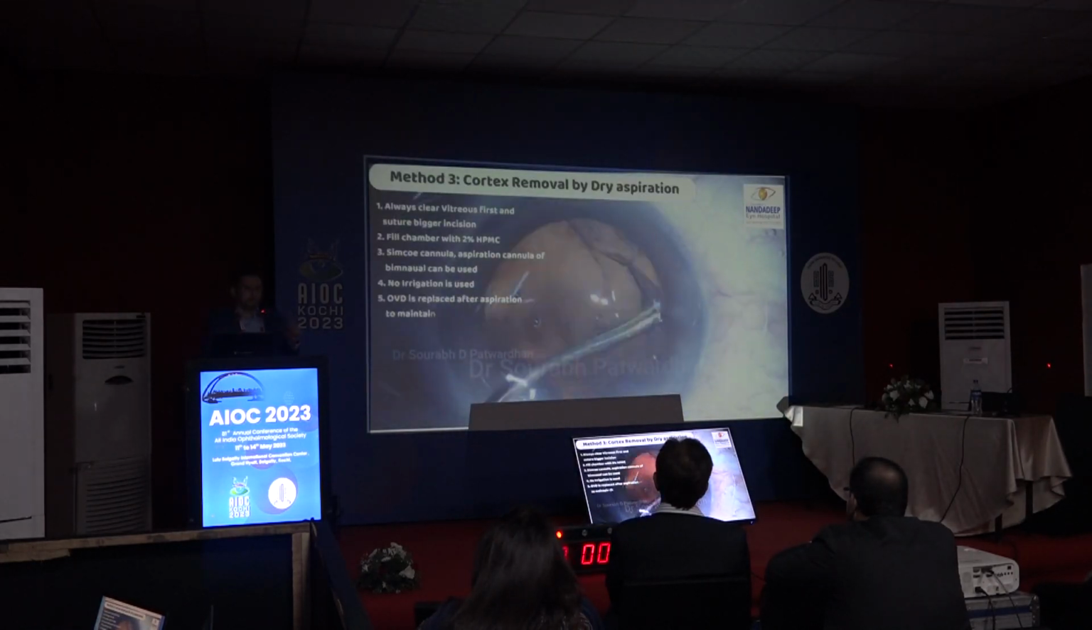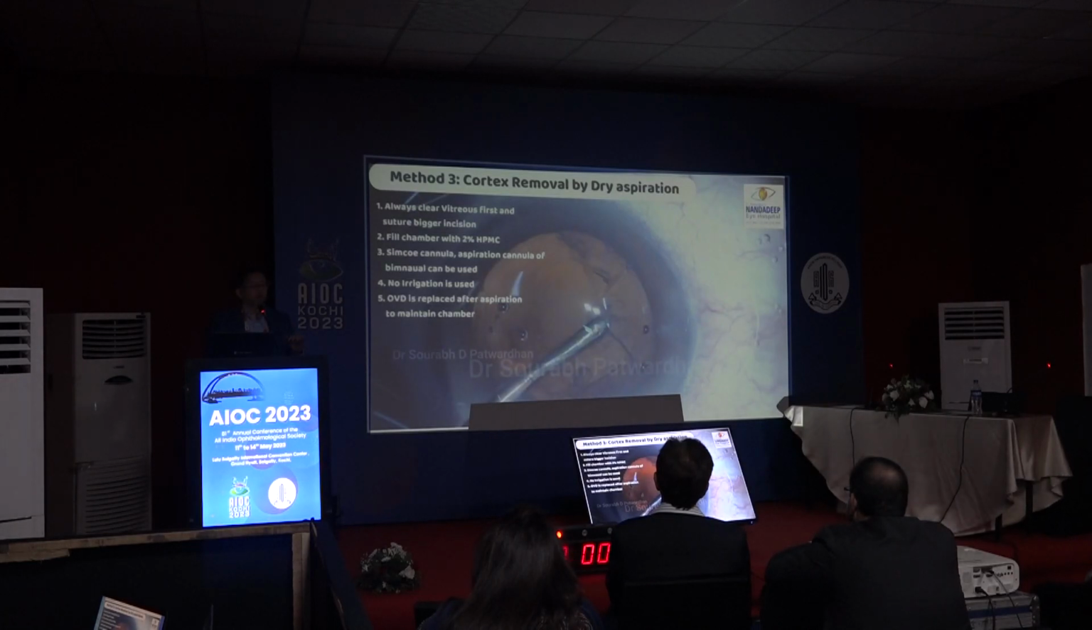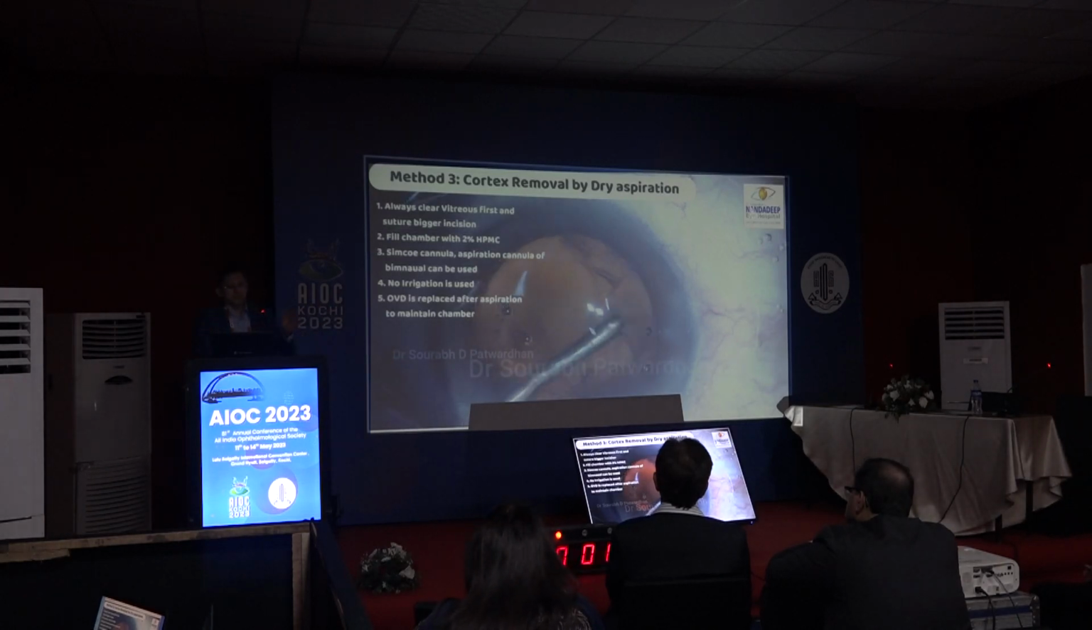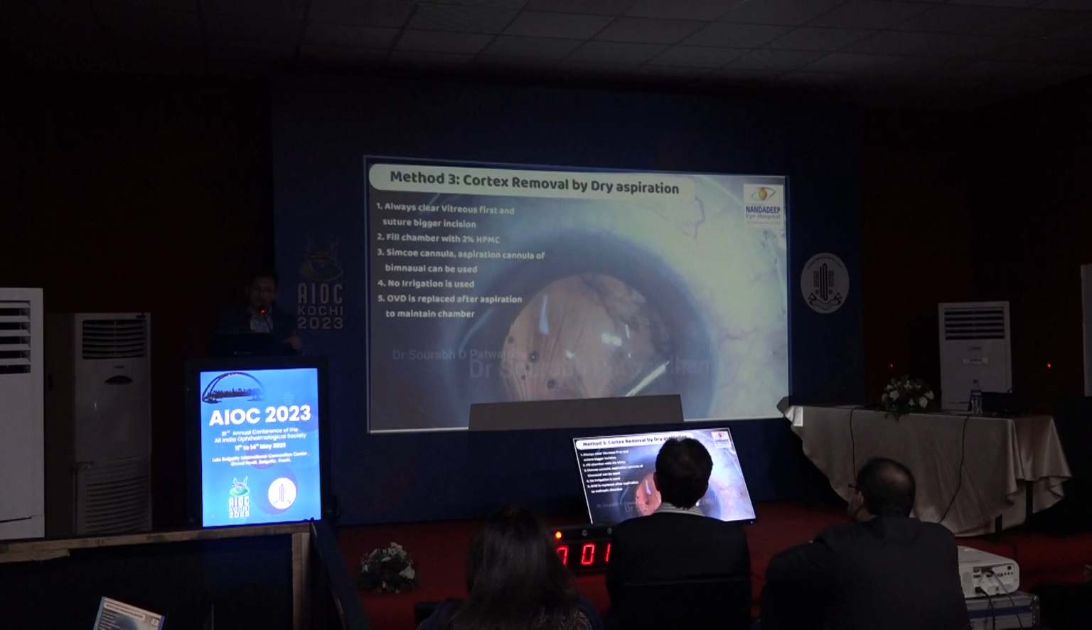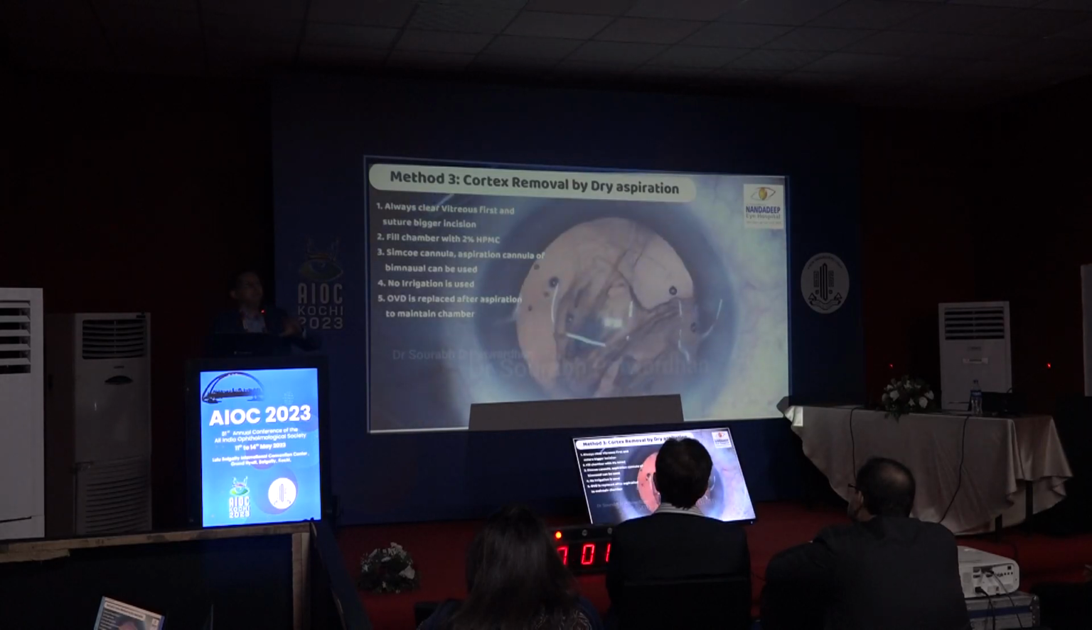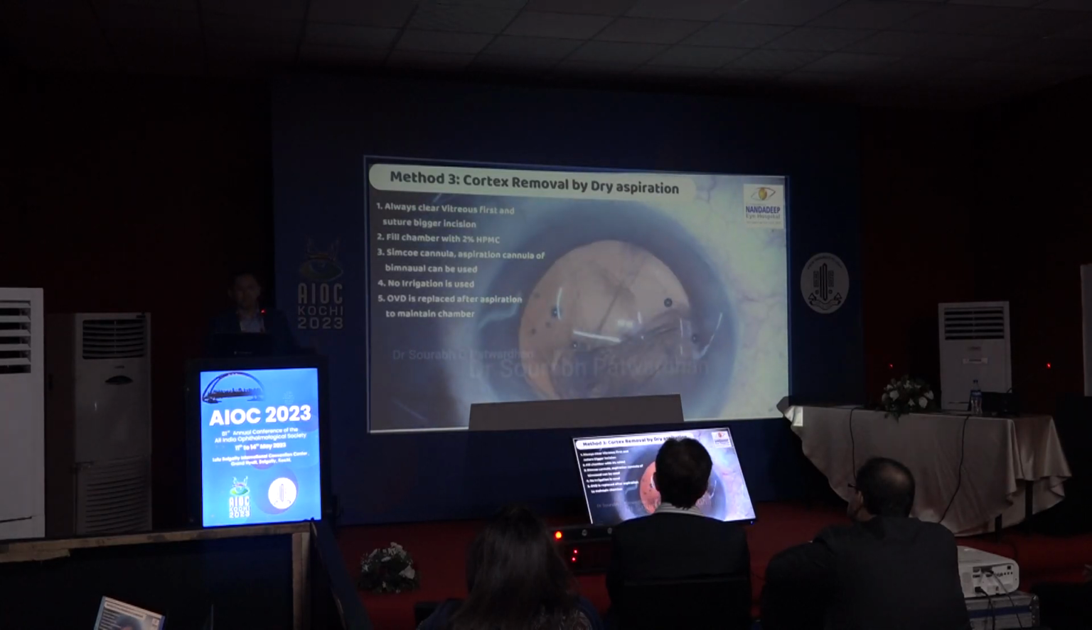And the third important tip is to do cortex aspiration with cortex removal with dry aspiration, where there is just visco. What happens is that initially, when you are not used to vitrectomy and there is no vitreous, there is just the PC opening, but the anterior hyaloid is intact. Whenever you start the irrigation, sometimes the anterior hyaloid opens up and then you have to do the vitrectomy again. So in these cases, the dry aspiration method really helps, where the anterior chamber is maintained much easier as compared to when there is fluid.